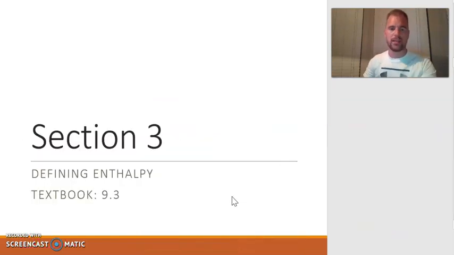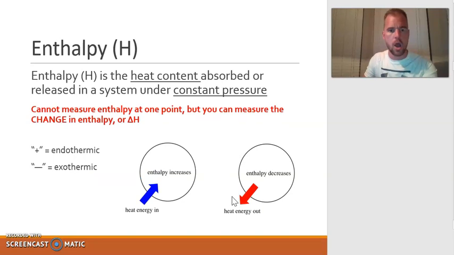So without further ado, let us now get into section 3. And section 3 is beginning to define this word called enthalpy. The rest of this topic is brought to you by the word enthalpy. So we're going to talk about what it is, and then we're going to talk about how you figure it out. Enthalpy has the symbol H, right? So enthalpy, or H, stands for heat content. Heat content absorbed or released in a system under constant pressure.